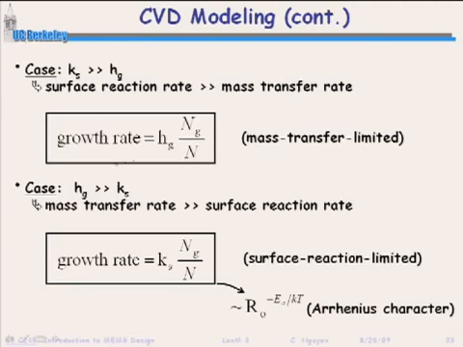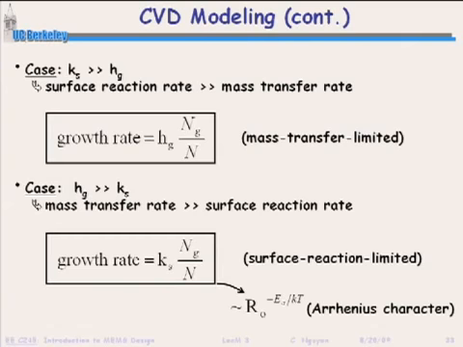Okay? On the other side, if HG is much greater than K sub S, K sub S wins in that equation. So it's K sub S times this, and it's surface reaction rate limited. The mass transfer is so fast that the surface reaction can't keep up with it. And so you're depending on how fast that surface reaction occurs in order to figure out how much film you have. The surface reaction too is of Arrhenius character. Mass transfer is not necessarily Arrhenius. And so that's how you can tell the difference between different reactions.